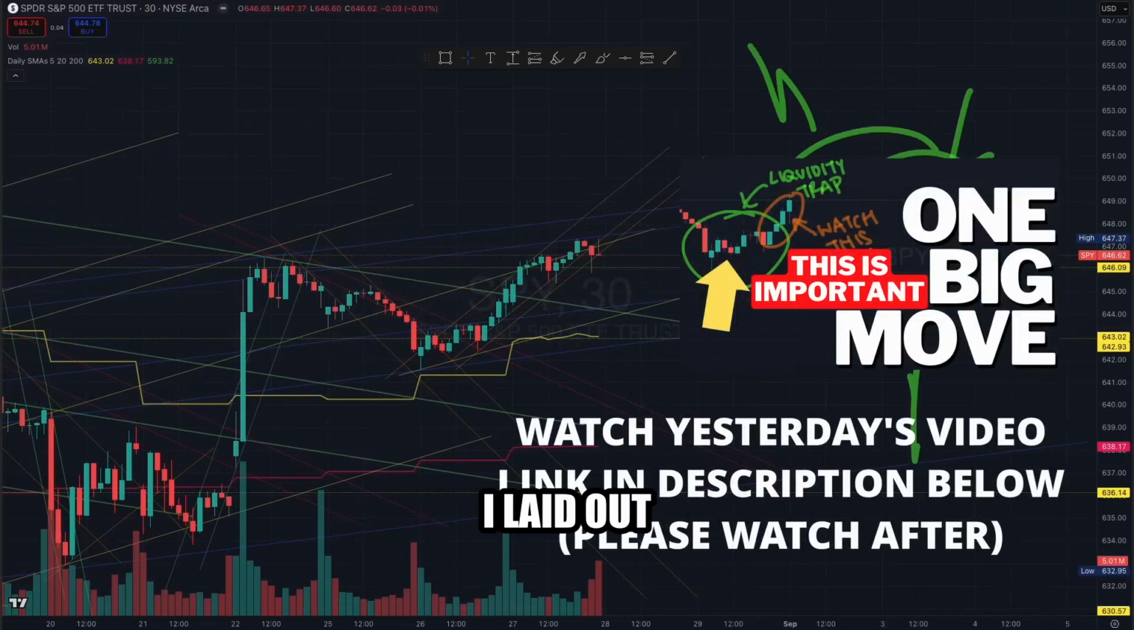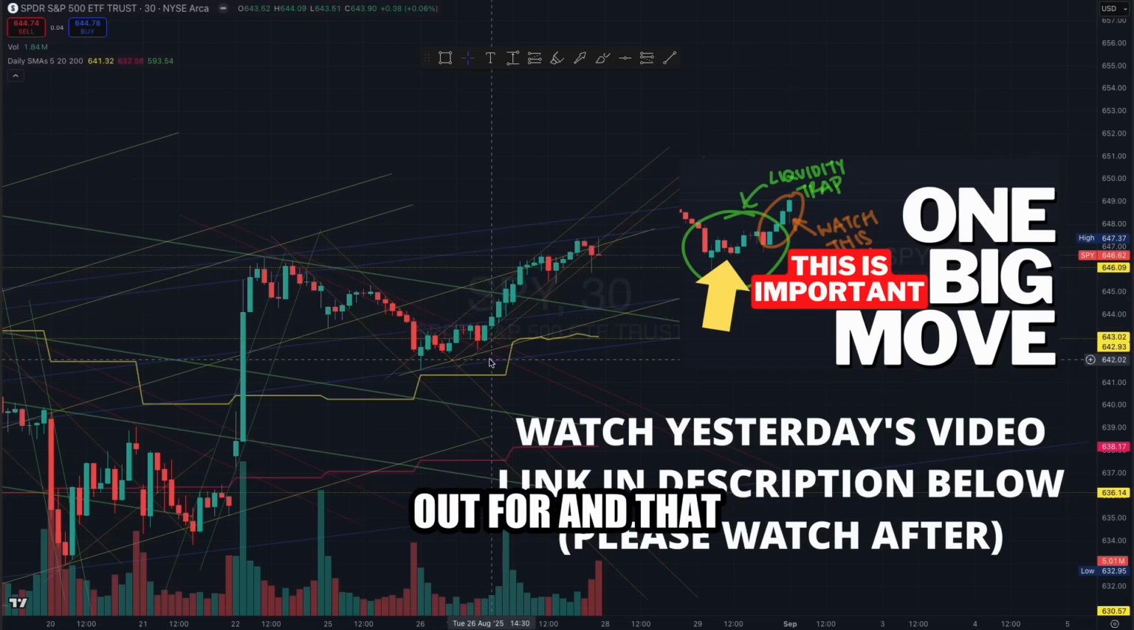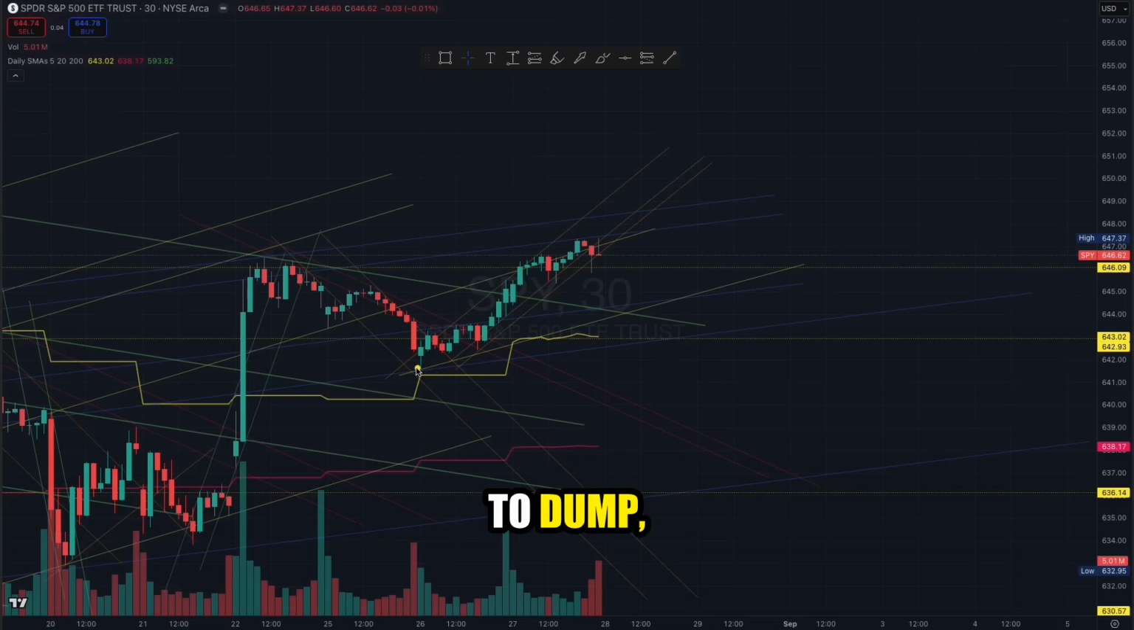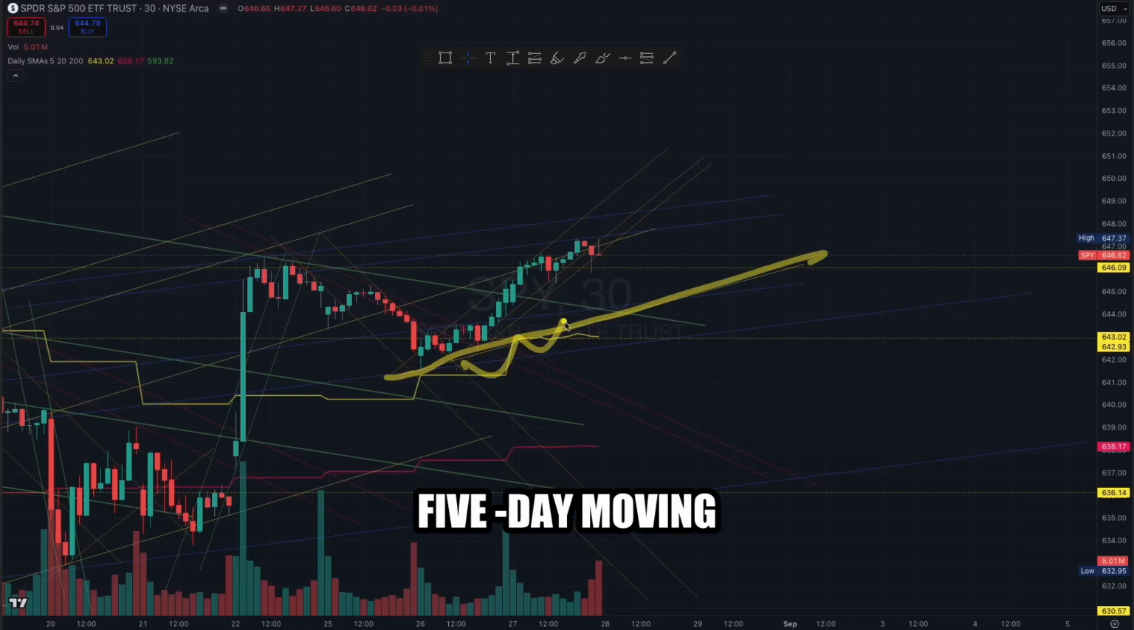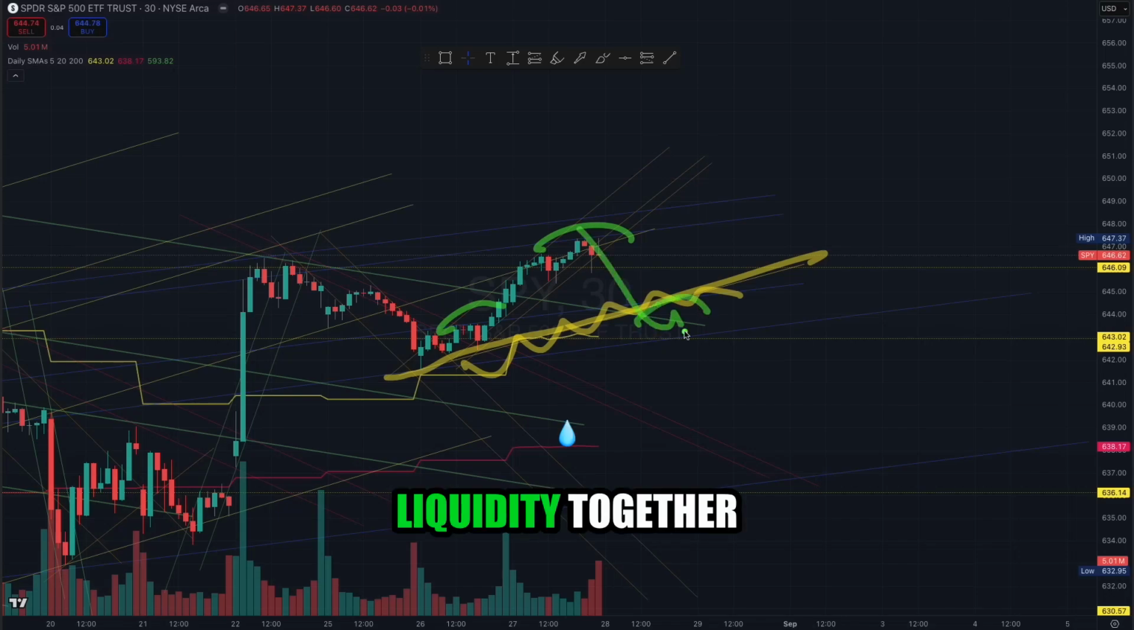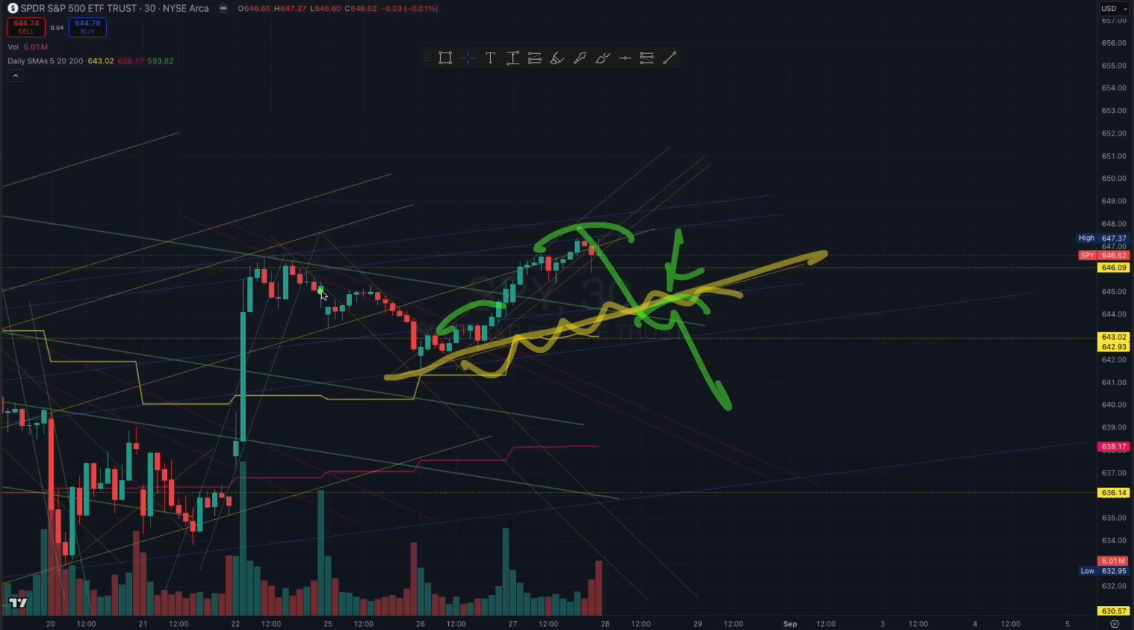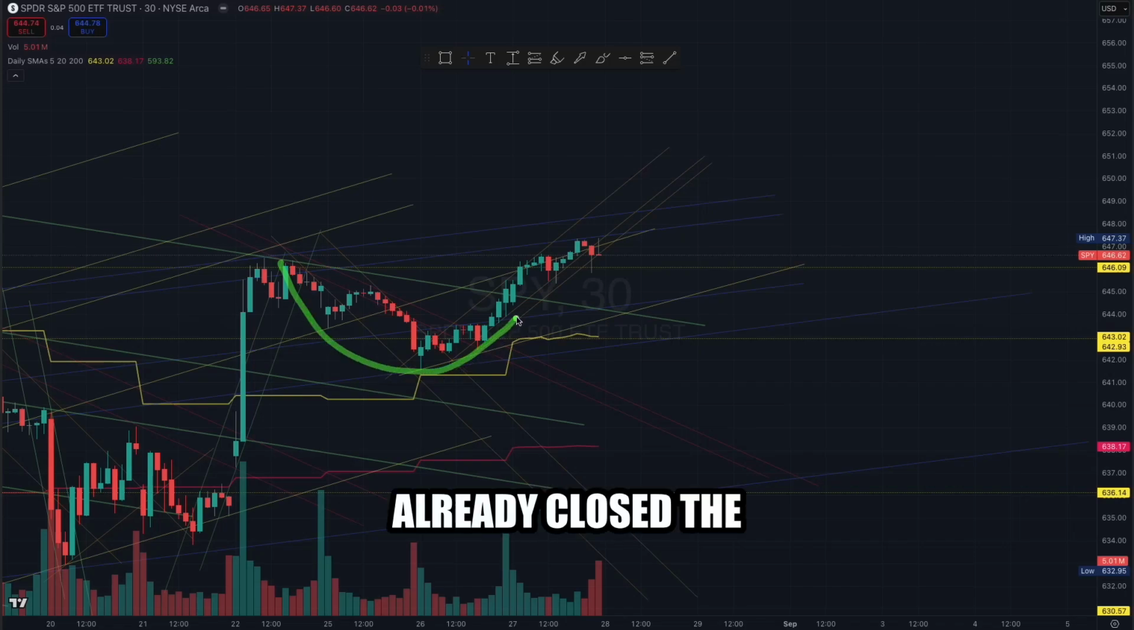Very important. I laid out quite some important macro structure you have to look out for, and that includes the dump here. If this wants to dump, it has to retest your 5-day moving average and grab the liquidity together with the yellow algorithm and the 5-day moving average. So pay very close attention to that. Otherwise, you take a look, we have already closed the cup.